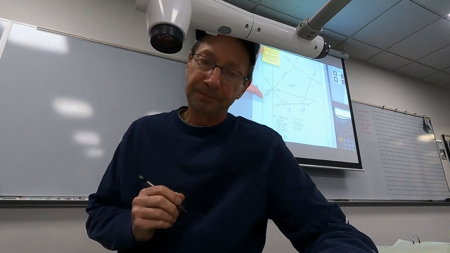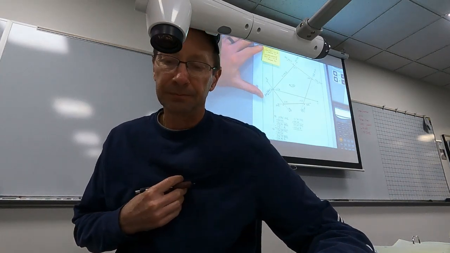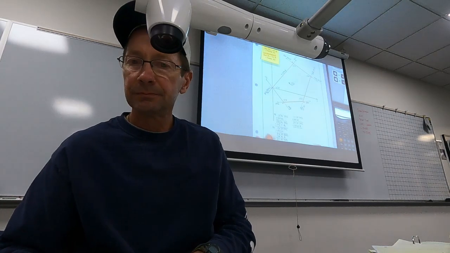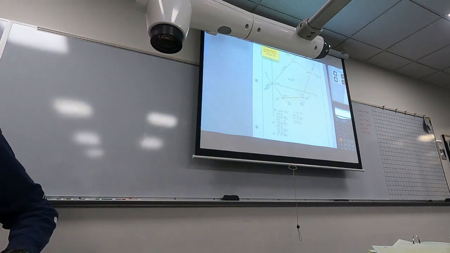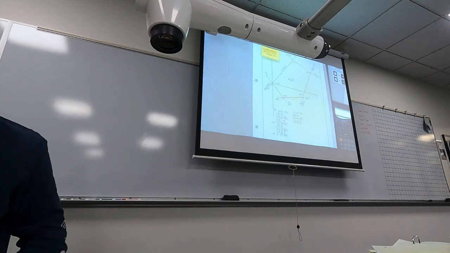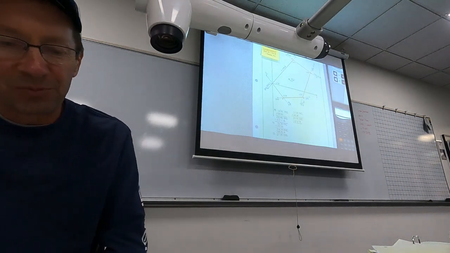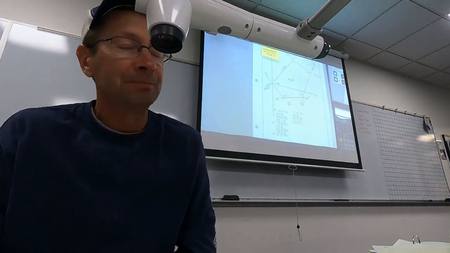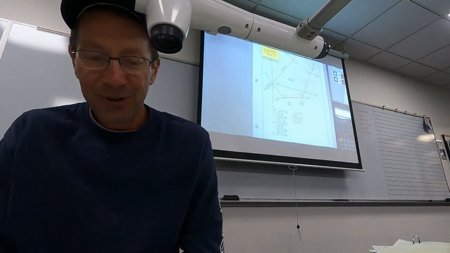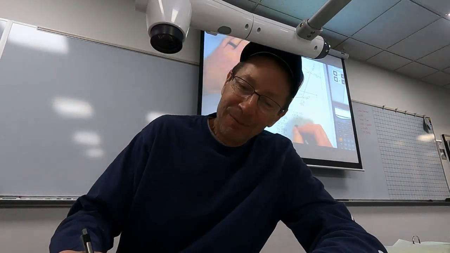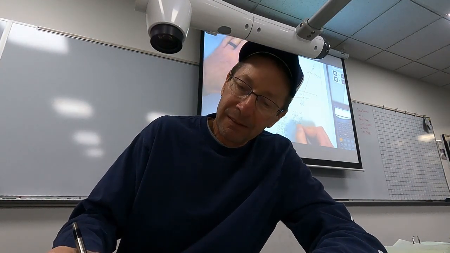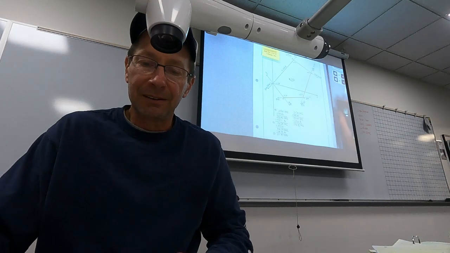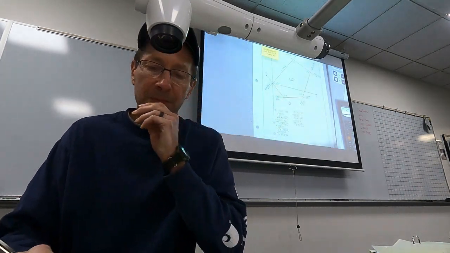Numbers, what do we got? I got my calc. What do you get? Throw some numbers out. What do you got? Anybody? 278.42. 278.42. Okay. And that's a forward azimuth. We're rolling here. All right, 278.42. Okay.